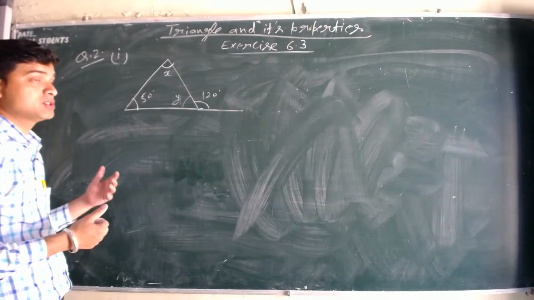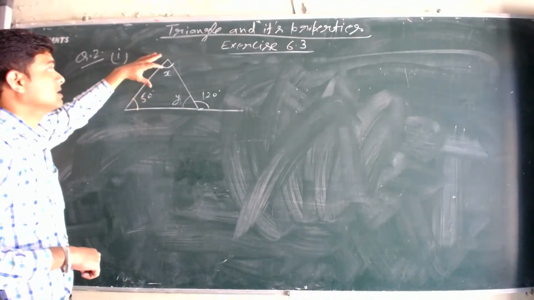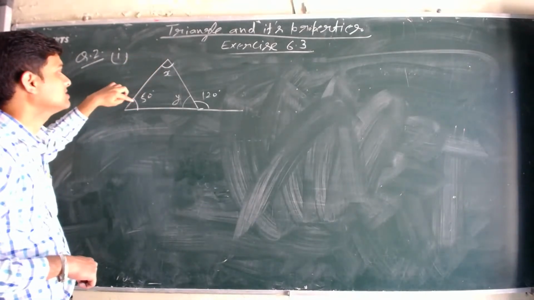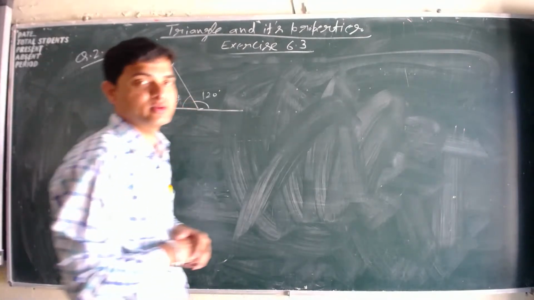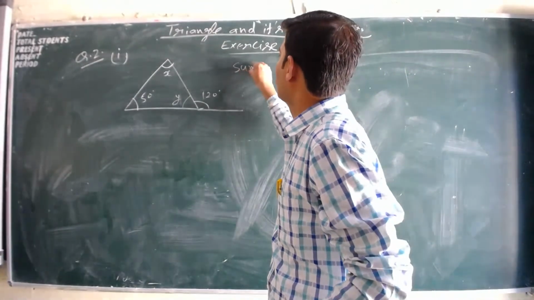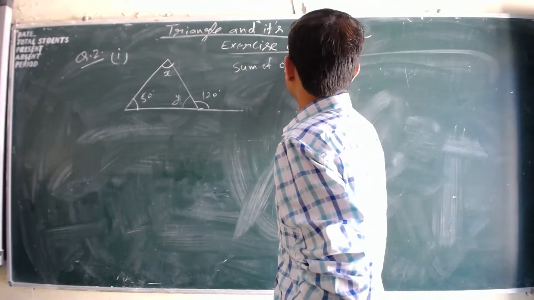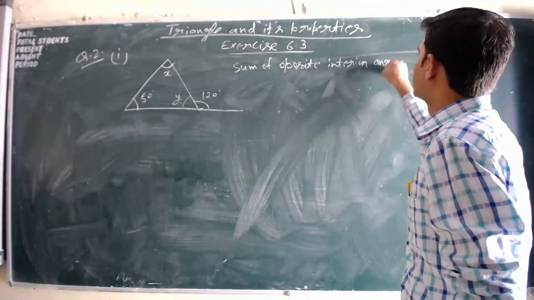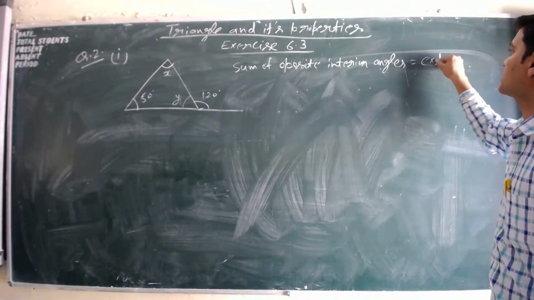अब इसमें हमारे पास कुछ प्रॉपर्टीज हैं उसको हम फॉलो कर सकते हैं. फर्स्ट ऑफ ऑल, the sum of opposite interior angles is equal to the exterior angle. ये हमने एक प्रॉपर्टी पढ़ा था about the triangles. तो वो क्या था? Sum of opposite interior angles is equal to exterior angle.